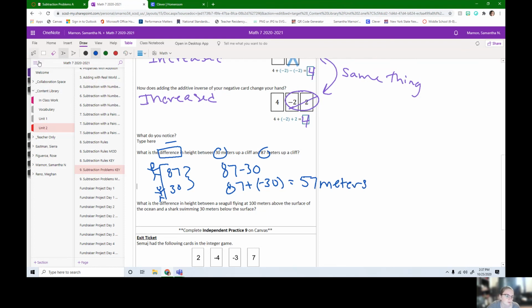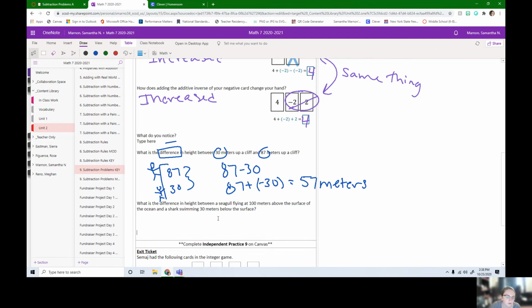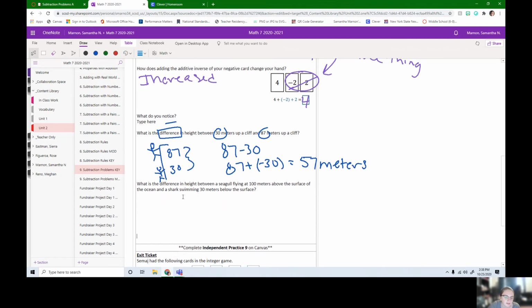One last question before you have your independent practice and your exit ticket. Let's switch to green. What is the difference in height between a seagull flying at 100 meters above the surface of the ocean and a shark swimming 30 meters below the surface? Pause the video and try this question now.